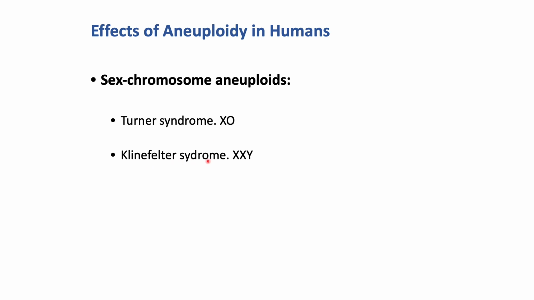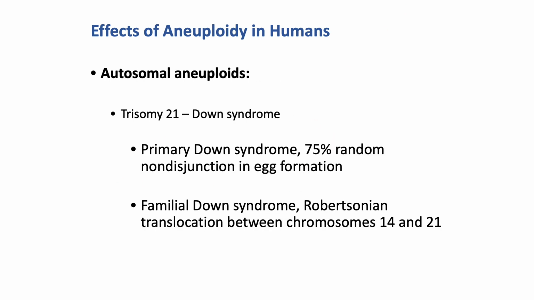So in case of Klinefelter syndrome, this is where a male is born with an extra X chromosome. So it is 2n plus 1, and this is an example of a trisomy. Aneuploidy in the autosomes can also lead to diseases. For example, trisomy in chromosome 21 of humans leads to a condition called Down syndrome.